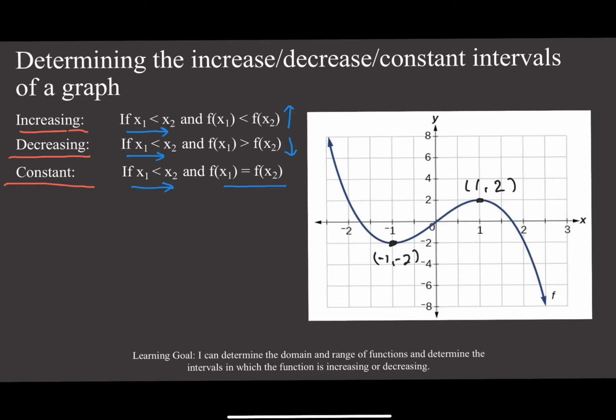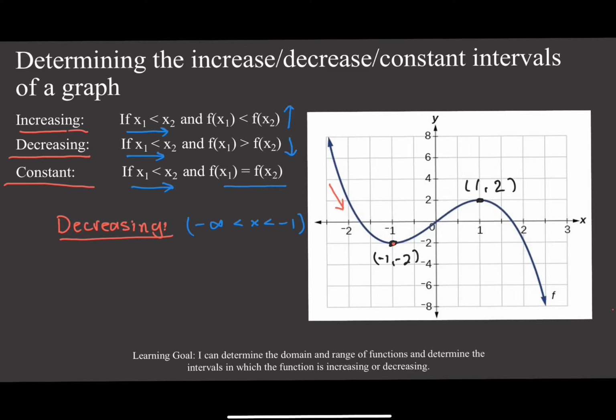So you always start by looking from your left side and building your way through the equation to the right. If you notice from the left, our y values are getting smaller up until we reach the point -1, -2. And so similar to what we did with domain, we're going to be looking for our x values here. And here we can say that we are decreasing from -infinity to -1.